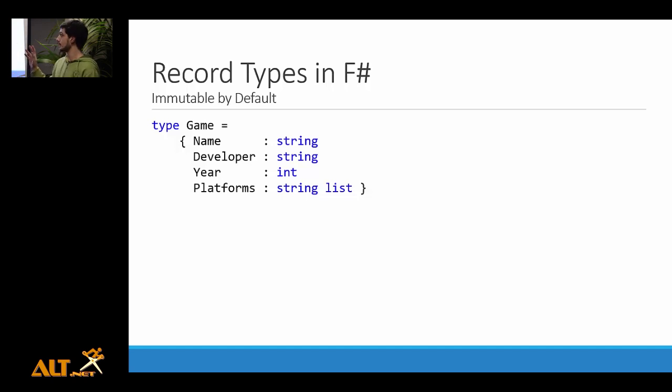F# will automatically implement IEquatable and IComparable on that type for us, which means that we get that value semantics for free and we didn't have to do anything. In C#, if we wanted the same effect, we'd have to implement those interfaces ourselves. So that would mean overriding GetHashCode and Equals and implementing Compare and then maintaining those over time.